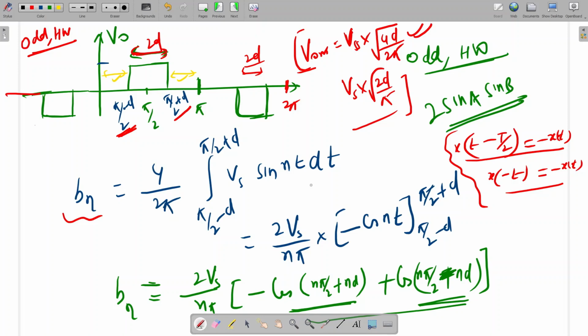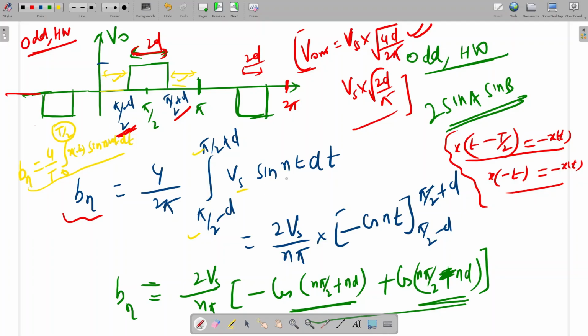Should I explain this one? Okay. So see, only Bn will exist. Bn will be 4 by T, integral 0 to T by 2 of x(t) sin(n omega t) dt. Okay, this is the formula. So the period is 2 pi, and it will be pi by 2 minus d to pi by 2 plus d. T by 2 will be pi. So 0 to pi means our signal is available from pi by 2 minus d to pi by 2 plus d. That only I am taking here, because otherwise the signal is 0.